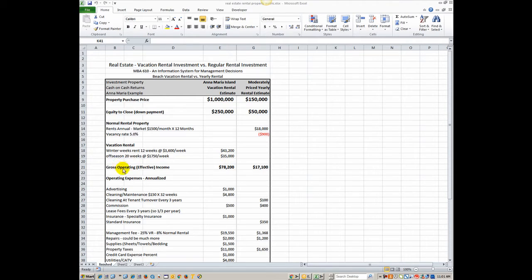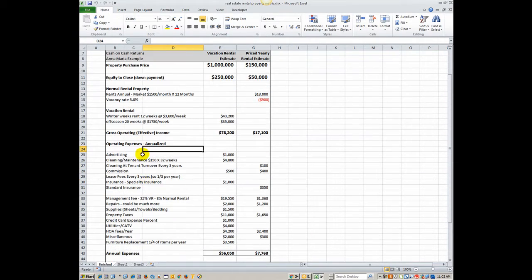So we get a gross operating income for the vacation rental of $78,200, which initially sounds really good for a yearly income for that house. However, the yearly rental, the solid yearly rental, would bring in $17,100 a year. Now, let's go through the operating expenses. Some the same, somewhat, and yet somewhat different based on the two different styles of renting out.